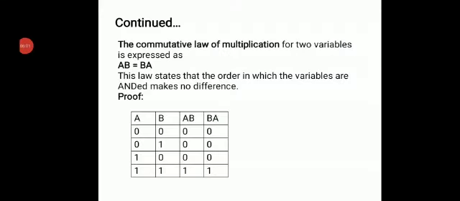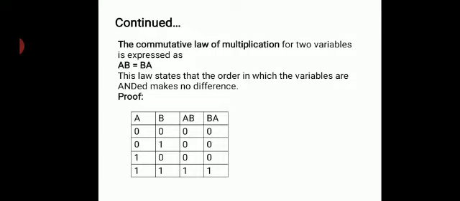Again, continuing. The commutative law of multiplication of two variables is expressed as A into B equals B into A. This is the commutative law. This law states that the order in which the variables are ANDed makes no difference. Proof: the truth table shows there are two variables A and B and the outputs are AB and BA. We multiply the A and B variables.